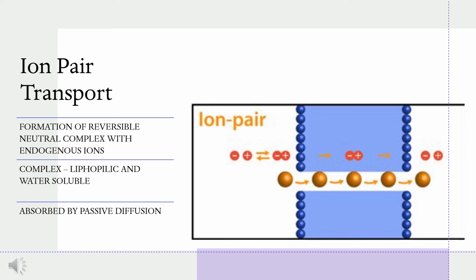Primary transport is the formation of a reversible neutral complex with endogenous ions. The complex, which is lipophilic and water soluble, is absorbed by passive diffusion. It is the transport of charged molecules due to the formation of a neutral complex with another charged molecule carrying an opposite charge. Drugs have low partition coefficient values, yet these penetrate the membrane by forming reversible neutral complexes with endogenous ions. Such neutral complexes have both the required lipophilicity as well as aqueous solubility for passive diffusion.